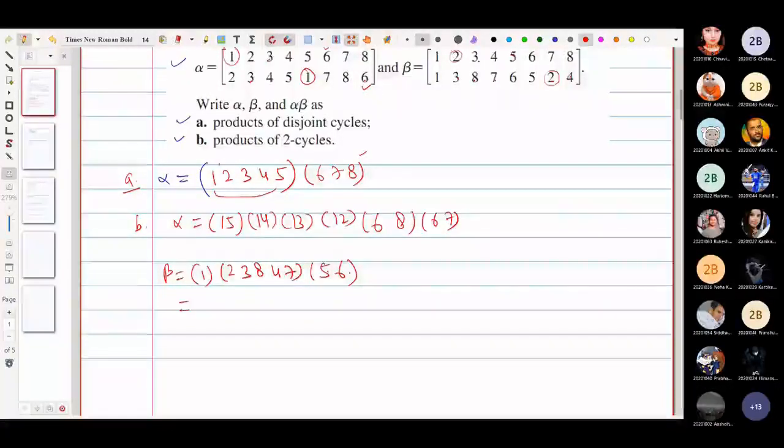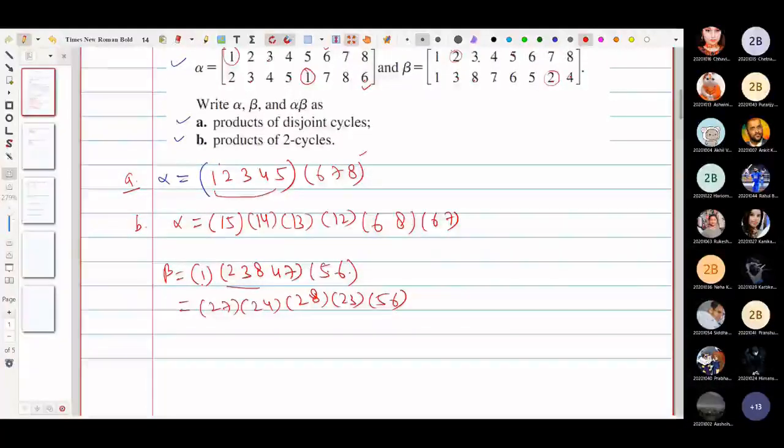And then similarly as before, we can write them as a product of two cycles. Of course a single cycle can be skipped. So the second cycle, this one, we can write as (2 7), (2 4), (2 8) and then (2 3). And of course (5 6) is itself a two cycle. Fine, so this is how we can write it.